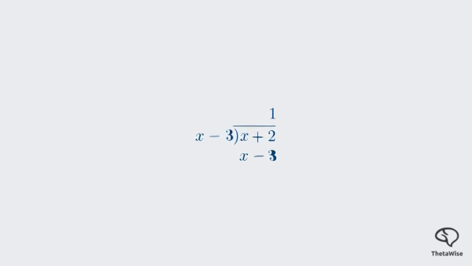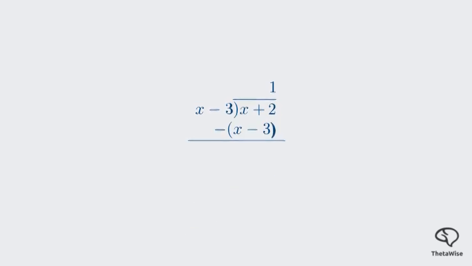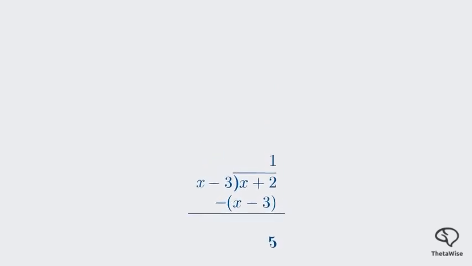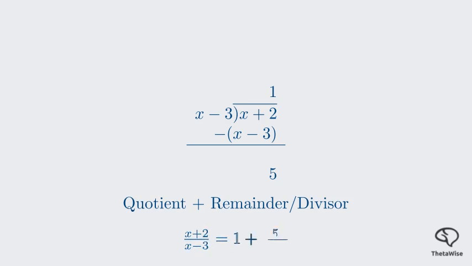Next, we subtract. Remember to distribute the minus sign. We have x minus x, which is 0, and 2 minus negative 3, which is 2 plus 3, or 5. Our remainder is 5. Since 5 is a constant and x minus 3 is a polynomial of degree 1, we cannot divide any further. We can write the result in the form, quotient plus remainder over divisor. So our fraction becomes 1 plus 5 over the quantity x minus 3. Now that we've used long division, we can go back to our integral.